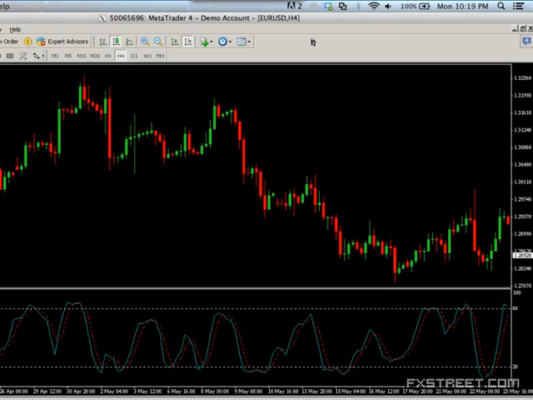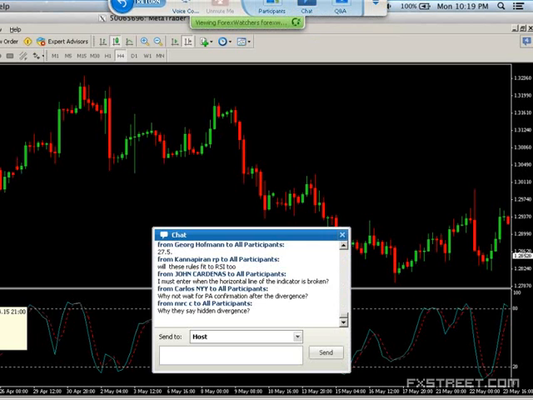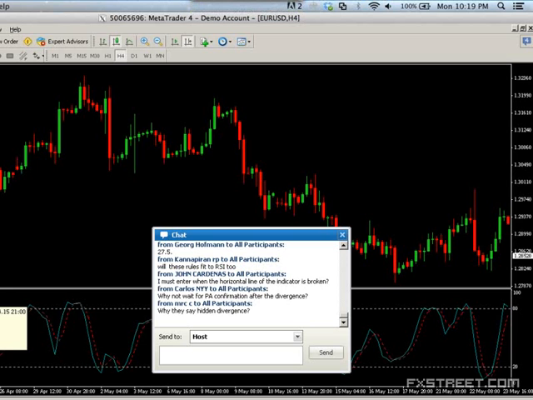Why did they call it hidden divergence? I don't know. It's like, why did they call this stochastics? Why did they call it MACD? It's just a word. And honestly, for me, whenever I look at all these things, they're all the same thing repackaged.